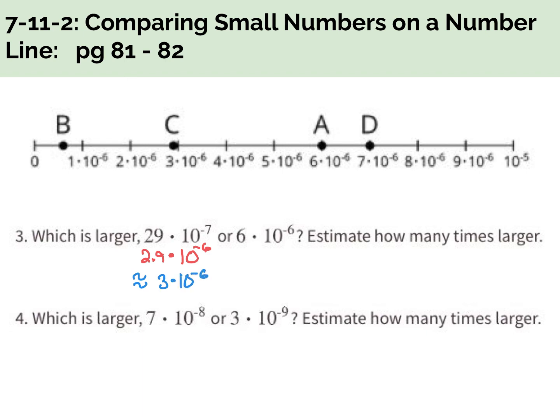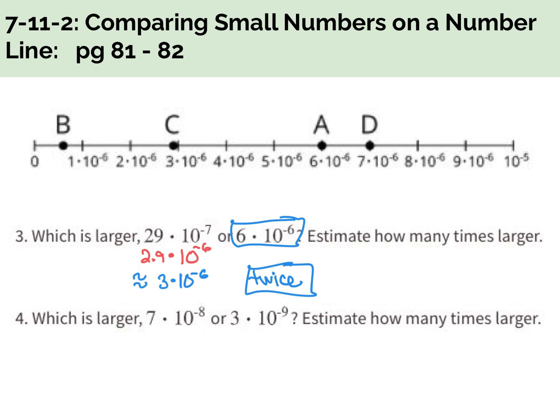And then I have 6 times 10 to the negative 6. So how many times bigger is it? Well, it's about twice as big, right? So if I take the 2 and try to make it a 6, it's times 2. And then 10 to the negative 6 and 10 to the negative 6 is the same. So it's about twice as big. And this one is bigger, right? Okay. Let's look at number 4.